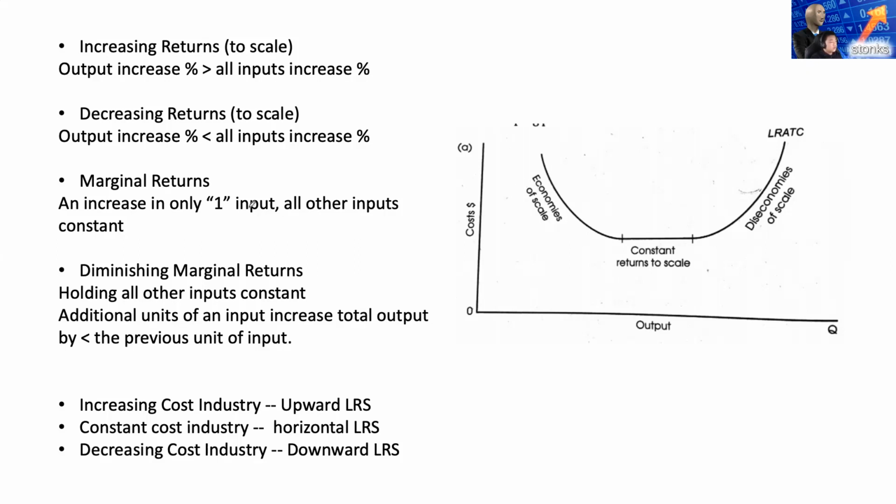And marginal returns is the difference between the second unit and the first unit. And diminishing marginal returns, that's what we're talking about all the time. Eventually, what you get in return will decrease.